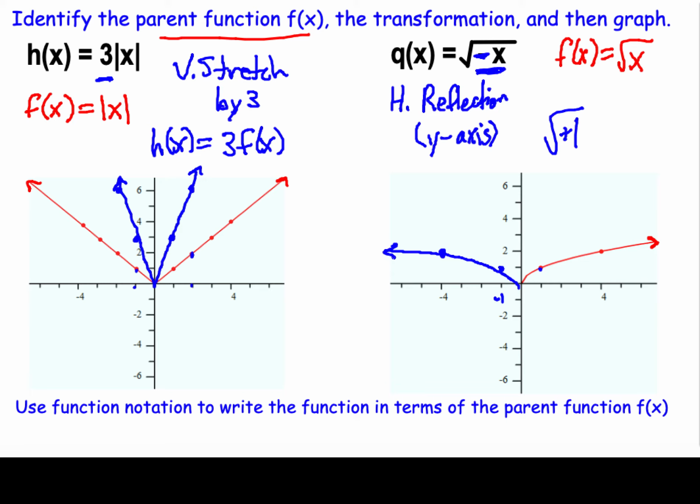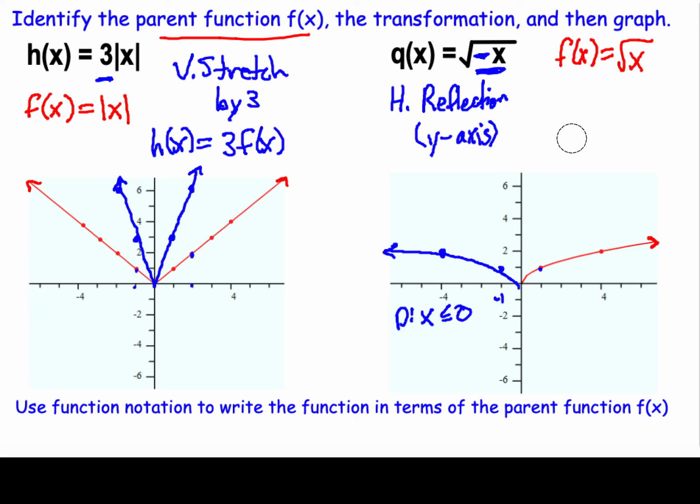Looks just like the original one, only now instead of going to the right, our graph is traveling to the left. Our domain just switched around. Instead of x being greater than or equal to 0, now our new domain, technically, is that x is less than or equal to 0. So again, good things to note there.